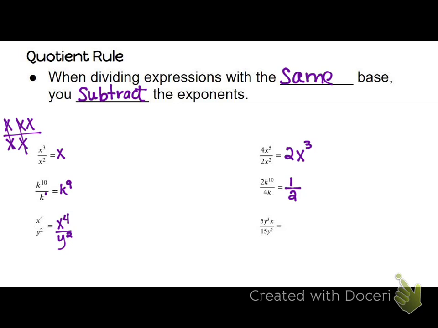Okay, but I'm not finished. Now, I have to worry about my exponents. I have k to the 10th, and then my invisible exponent, k, which is k to the 1st. Josh, how am I going to find what my exponents are going to equal if I'm dividing them?